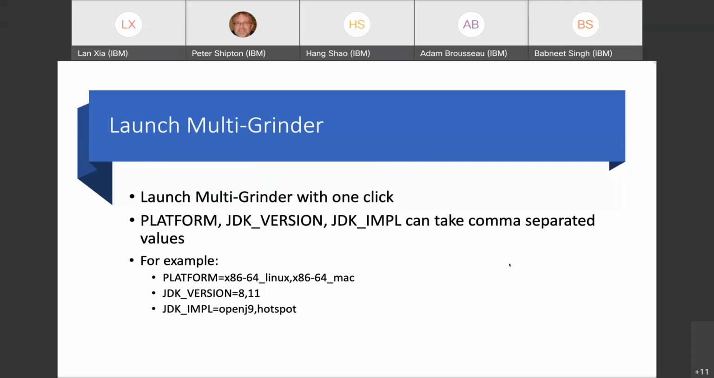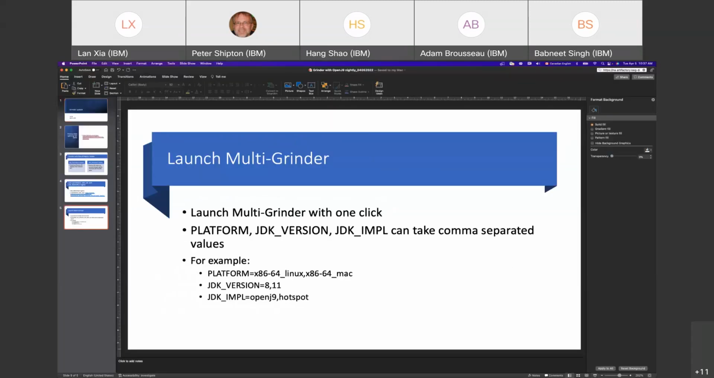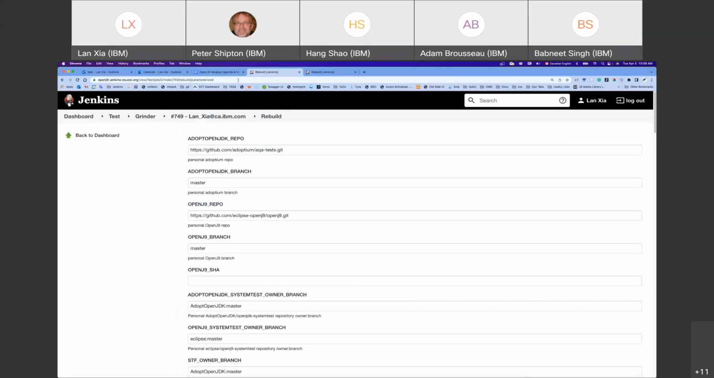This really allows users to launch a grinder with one click if I want to run my test on multiple platforms, or if I want to compare the behavior between 8 and 11, or compare OpenJ9 and Hotspot. So let's quickly jump to my demo.